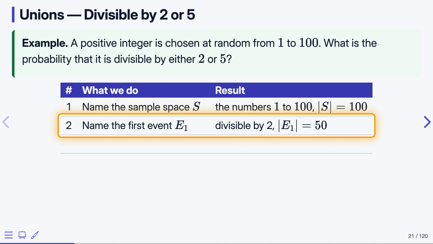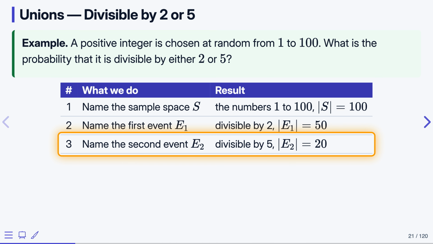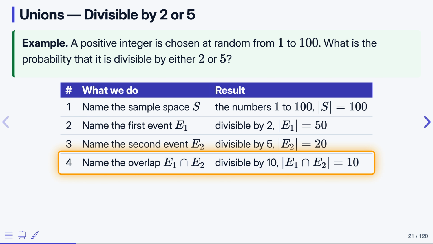Step 2. The first event is the numbers divisible by 2. Every second number qualifies, so there are 50. Step 3. The second event is the numbers divisible by 5. Every fifth number qualifies, so there are 20. Step 4. The overlap is the numbers divisible by both 2 and 5, that is, divisible by 10. There are 10 of them.